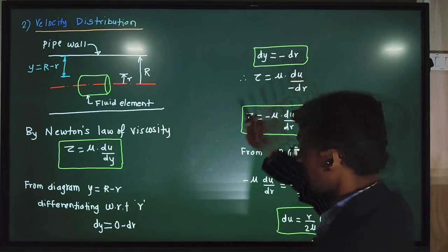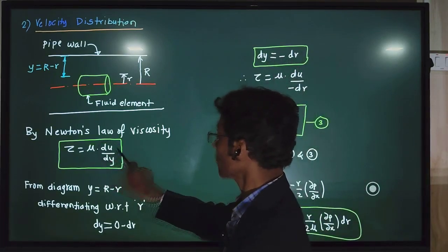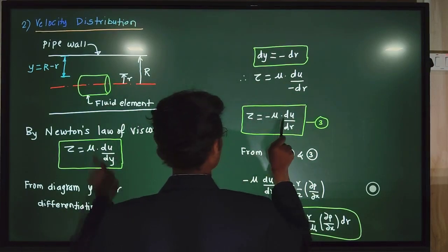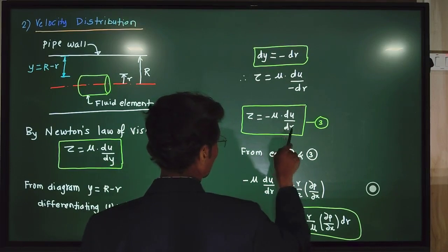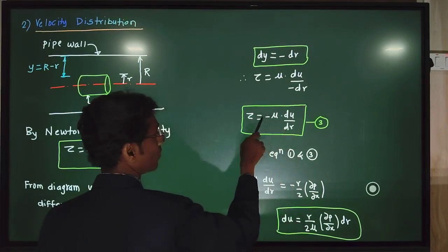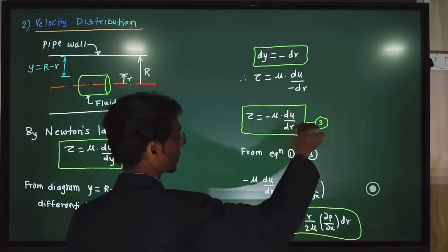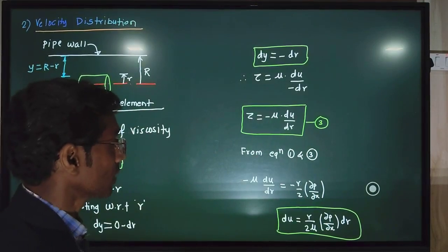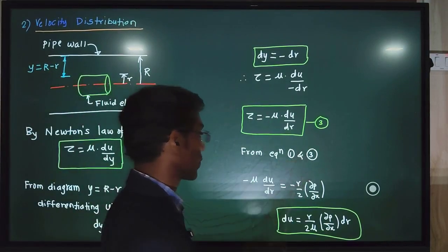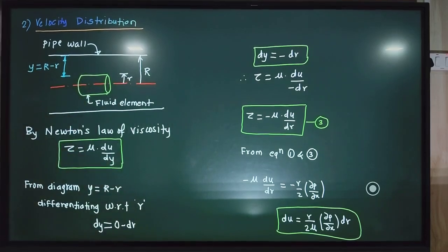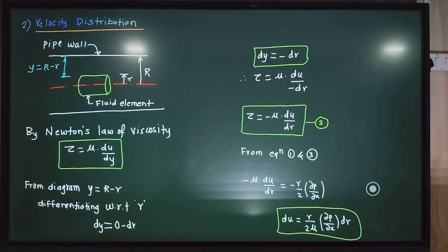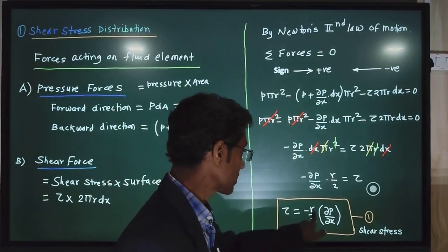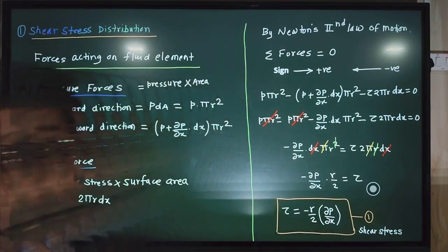Substitute this dy is equal to minus dr in Newton's law of viscosity. We get the equation tau is equal to mu into du upon dr, with the minus sign placed at mu. This equation we say is equation number 3. Now for the velocity distribution we compare equation number 1 and equation number 3. Equation number 1, left side is shear stress, right side is minus r by 2 into delta p by delta x.